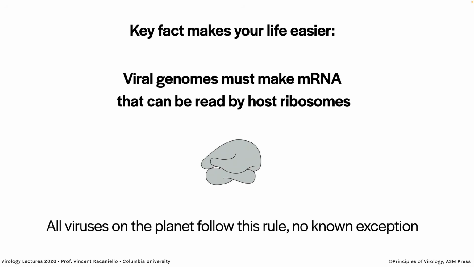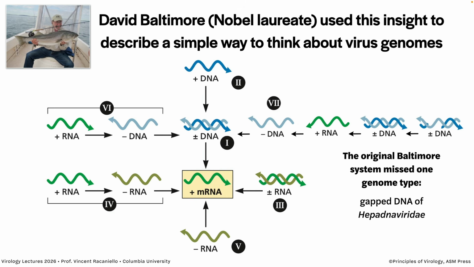And even easier for you, all viruses have to make mRNA that can be read by host ribosomes, because viruses do not encode a protein synthesizing machinery. All viruses on the planet do this, as far as we know. They have to make mRNA that can be recognized by host ribosomes. So that will help us to arrange these 7 viral genomes by a unique pattern. And this is it, the Baltimore scheme.